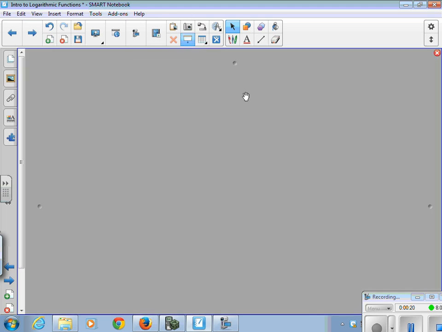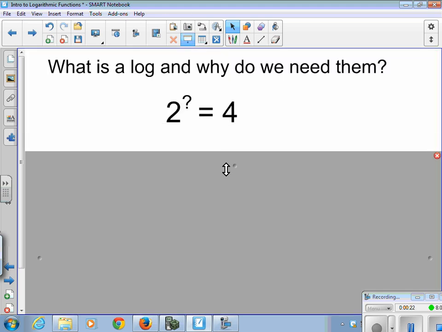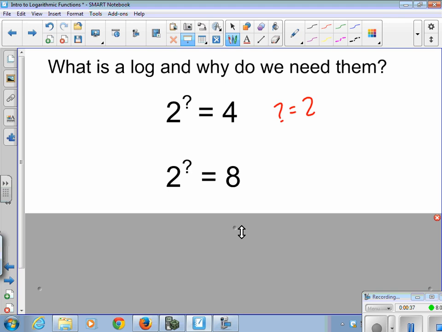So if we look at this right here, 2 to what power gives me 4? That's something I can think about, and it's pretty easy to figure out that question mark would have to be 2. Okay, so I would have to take 2 and raise it to the second power to get 4. Same thing here. 2 to what power gives me 8? Well, question mark would have to be 3. 2 to the third power would give me 8.